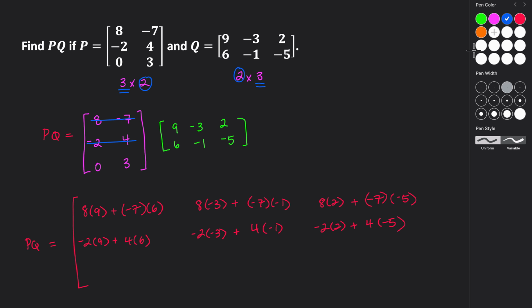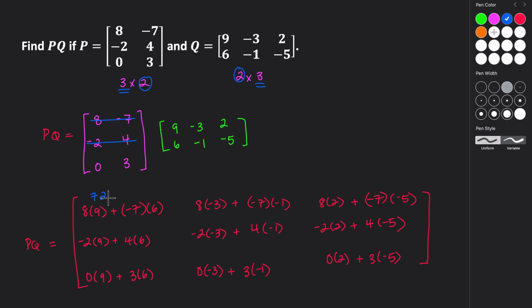And lastly, take the last row and multiply down these columns. So 0 times 9 plus 3 times 6. 0 times -3 plus 3 times -1. And then 0 times 2 plus 3 times -5. And then go through and simplify.